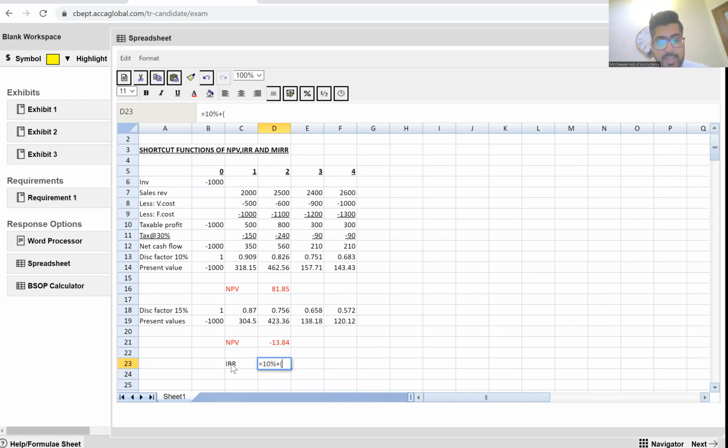Plus capital A. What is capital A? Capital A is positive NPV, 81.85, D16. Upon capital A, D16 minus capital B, D21, into small b, rate of negative NPV. What is the rate of negative NPV? 15% minus positive 10%.